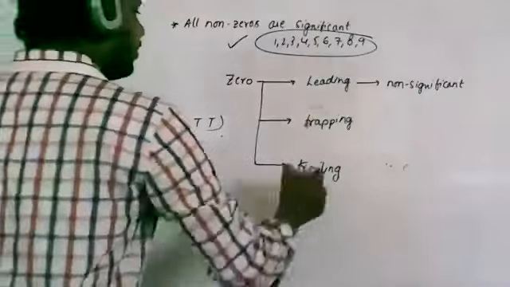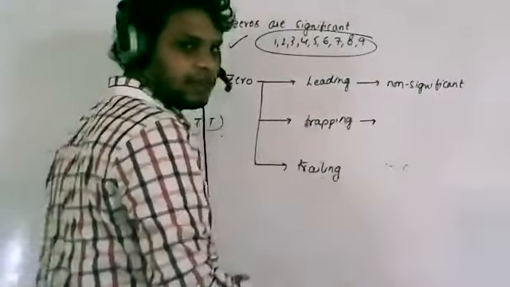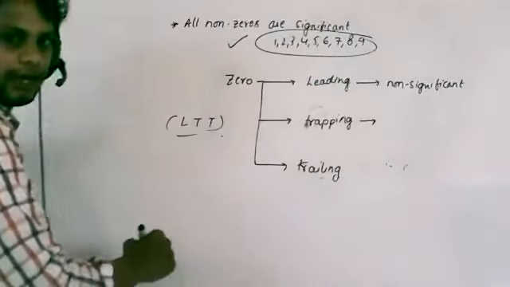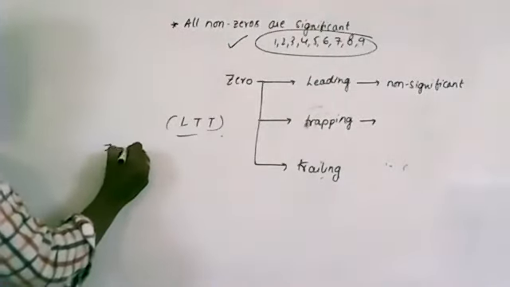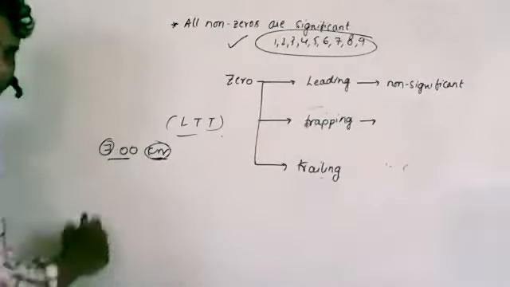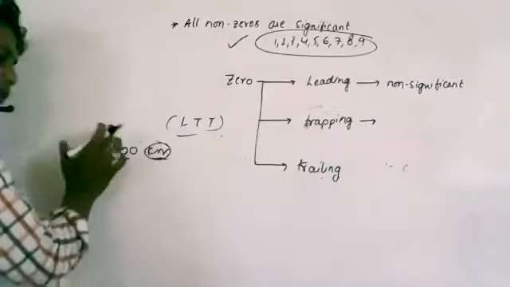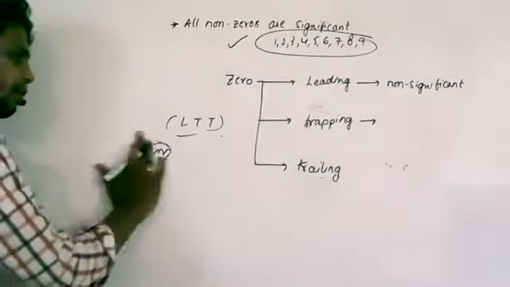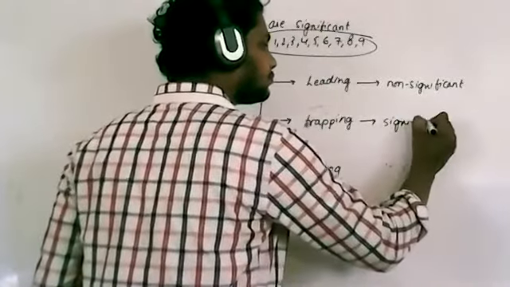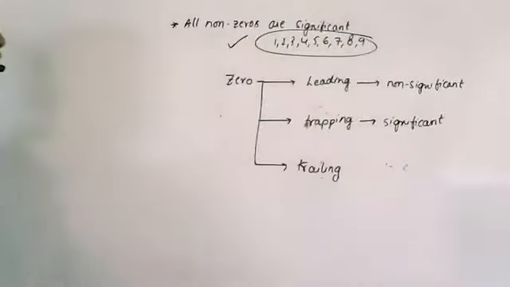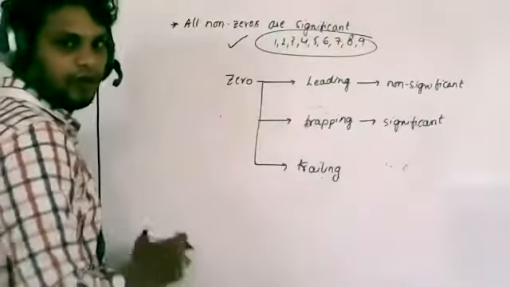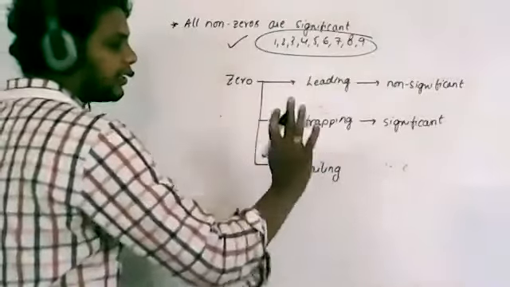For example, if you take trapping, all trapped zeros, for example, between a notation like this, I will take 7.00 kilometer. So it is between the 7 as well as kilometer. These zeros are trapped between any two numbers. If zeros are trapped between any two numbers, that is always significant. Remember this point. If zeros are trapped, no need to worry about that. You can take that as significant.